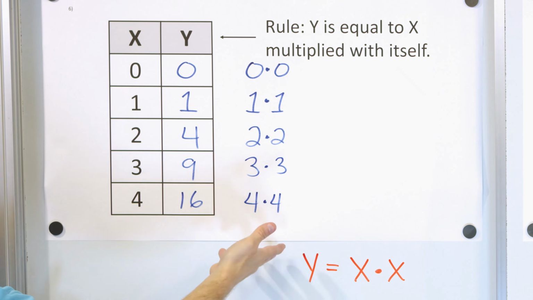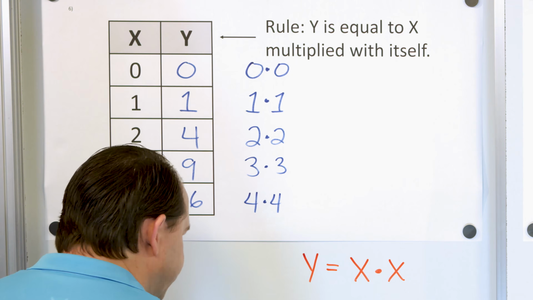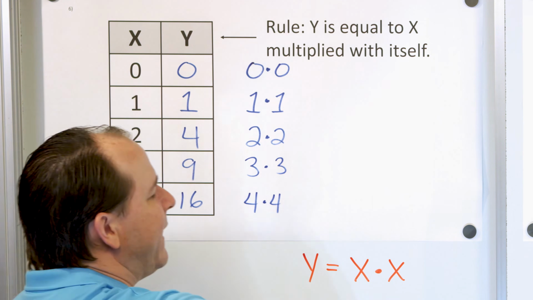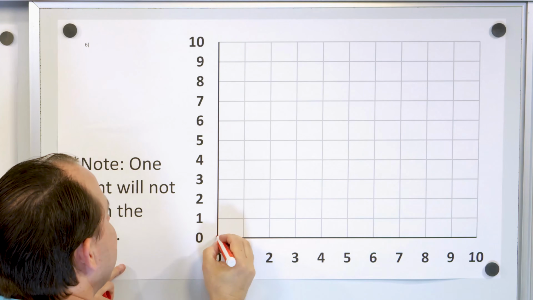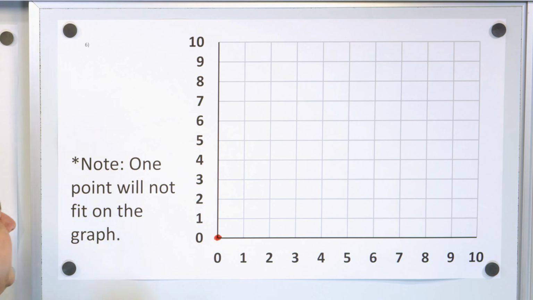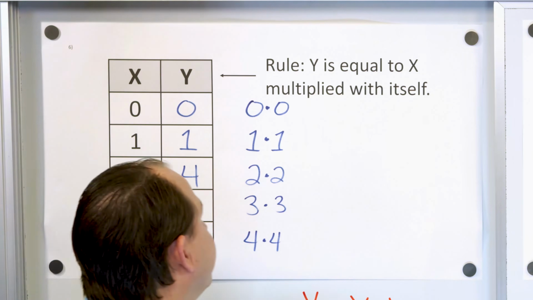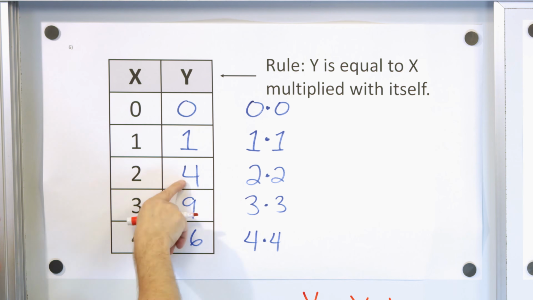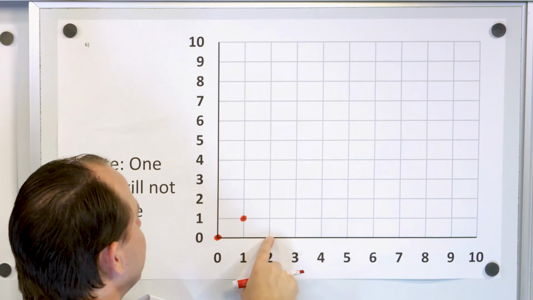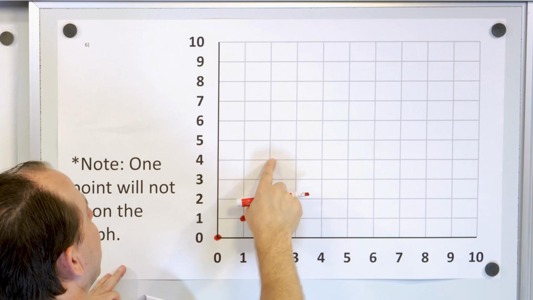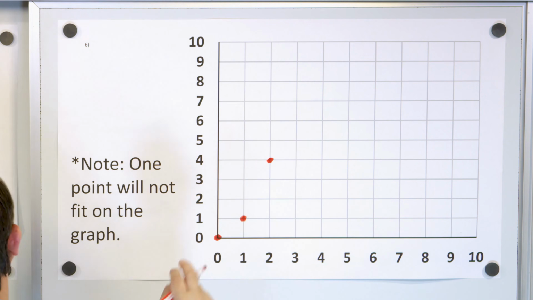Multiplying something by itself is not that big of a deal. It's actually easier than some of the other ones. So let's go and plot the points. We have 0, 0. That means x is 0, y is 0, and that's going to be way down here because it doesn't move any direction. 1, 1. X is 1, and y is also 1. So far, it looks like we could have a line there. 2, 4. X is 2, y is 1, 2, 3, 4, which is right there.